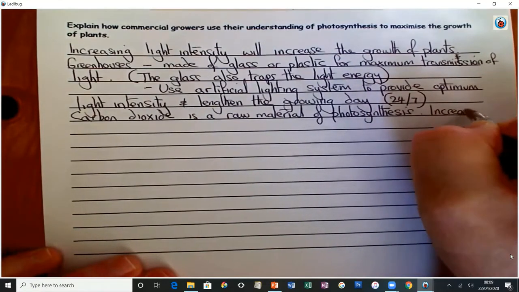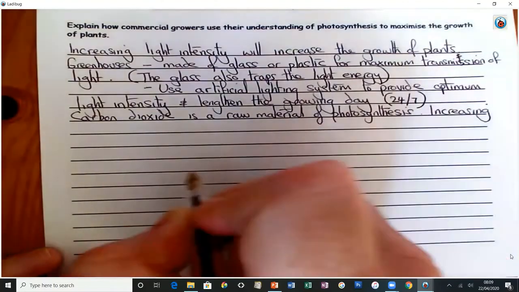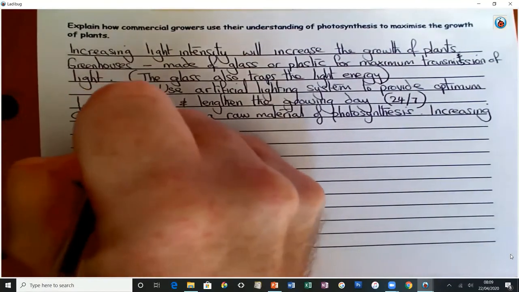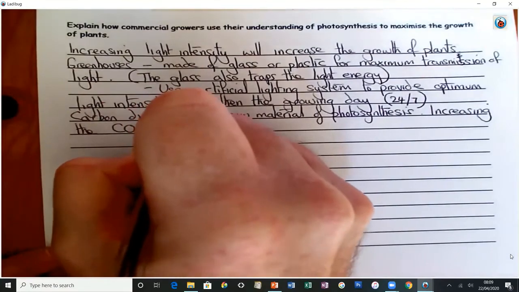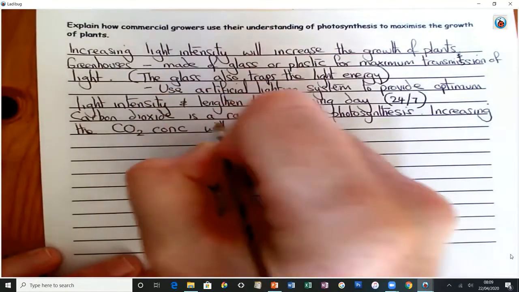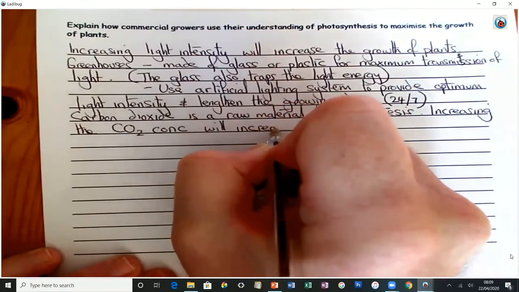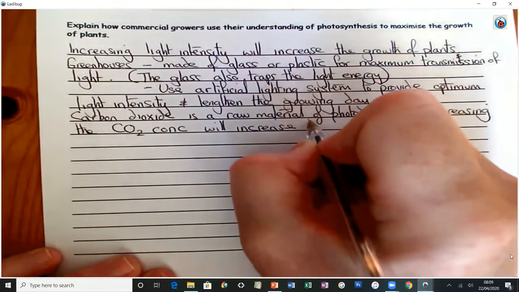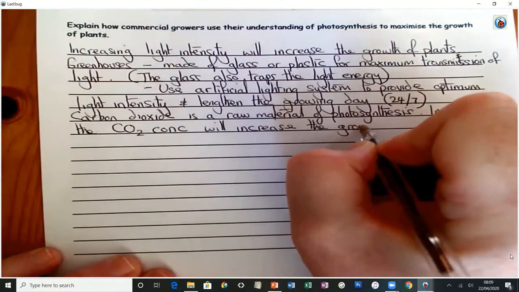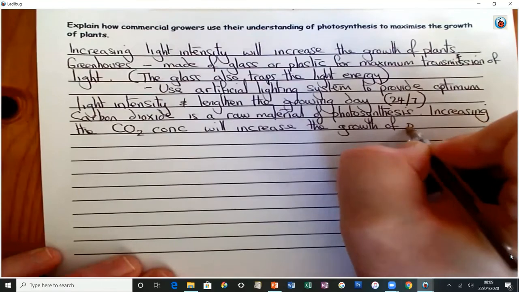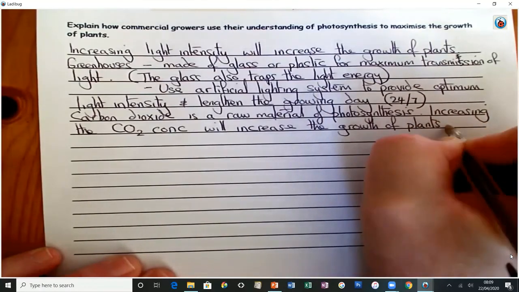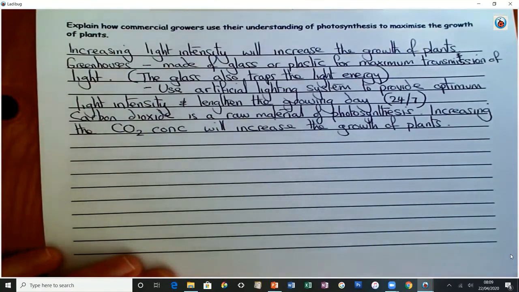Increasing the carbon dioxide concentration will increase the growth of plants. Okay. And we know that's up to a point because eventually the graph will level off depending on what the other limiting factors are. So how can we increase the carbon dioxide concentration? Let's have a look at that now.